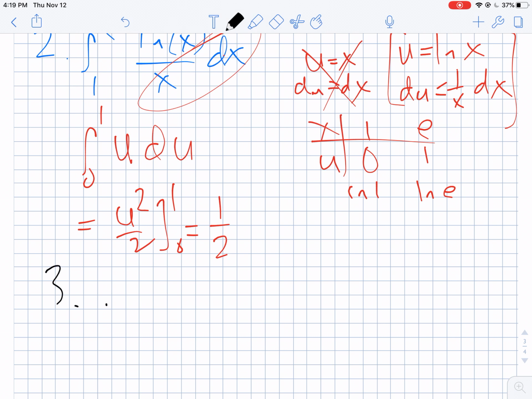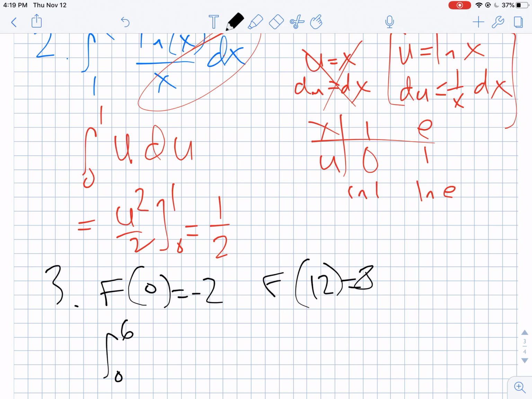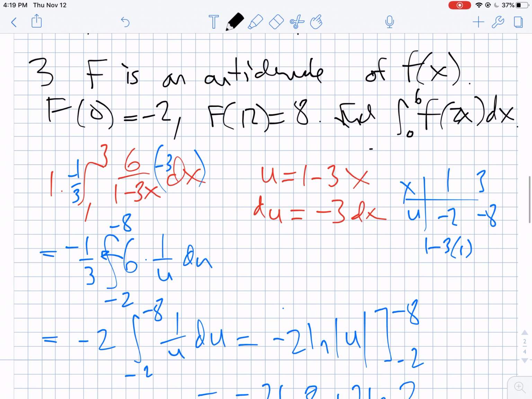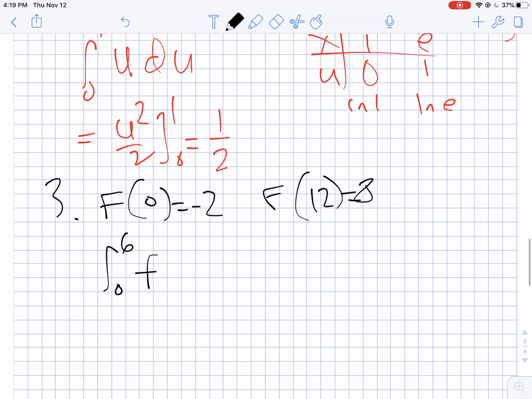The third problem tells you big F is the antiderivative. Big F of 0 is -2. Big F of 12 is equal to 8. And they ask you to find the integral from 0 to 6 of little f of 2x. Now, here's the trick you want to use.